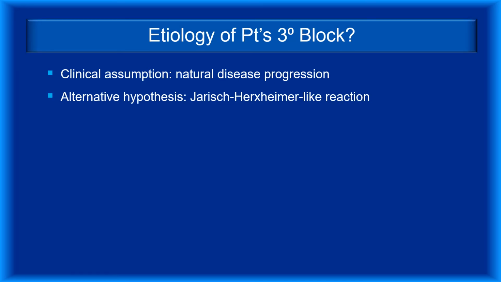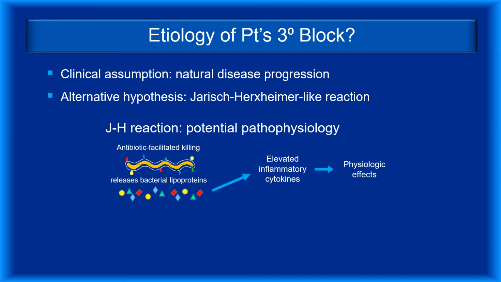The progression to third-degree block was viewed as being a natural progression of the inflammation around the patient's AV node. But might there be another cause? It's possible that the increase in AV node dysfunction was due to a Jarisch-Herxheimer-like reaction. Recall that the patient had been started on doxycycline prior to the onset of his third-degree block. Antibiotic destruction of B. burgdorferi releases lipoproteins which trigger a rise in inflammatory cytokines. These immune mediators subsequently lead to physiologic effects in local tissues.